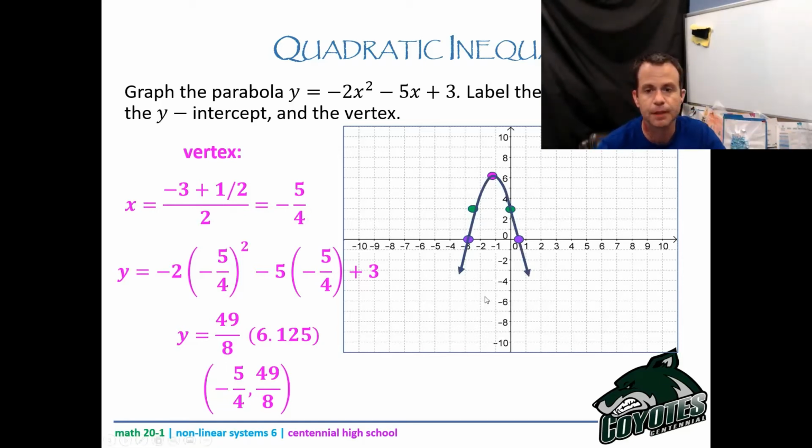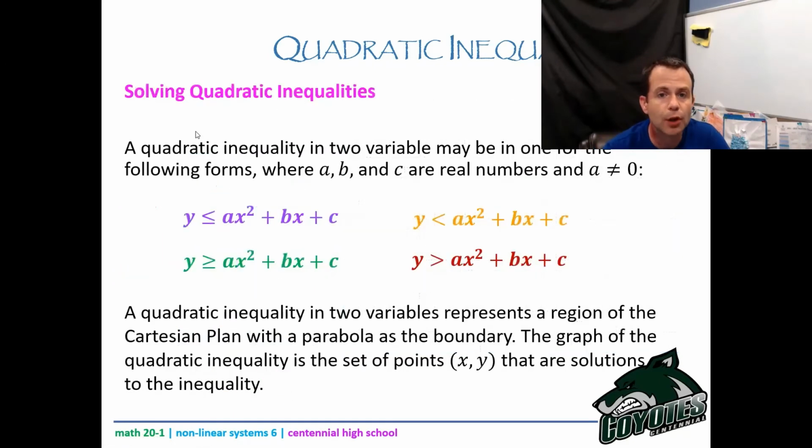Awesome. All right, so solving quadratic inequalities. A quadratic inequality in 2 variables may be in one of the following forms. And again, this is where a, b, and c are real numbers and a can't be 0. So either we say y is less than or equal to the parabola, y is greater than or equal to the parabola, y is less than, or y is greater than, okay? And just like I said at the beginning, if it equals, it would be a solid curve. If it can't equal, it would be a dotted curve, okay?